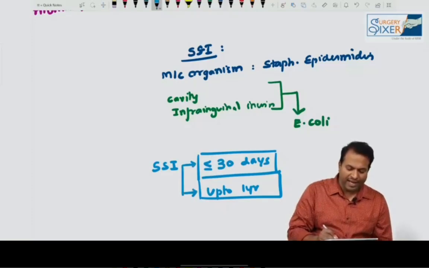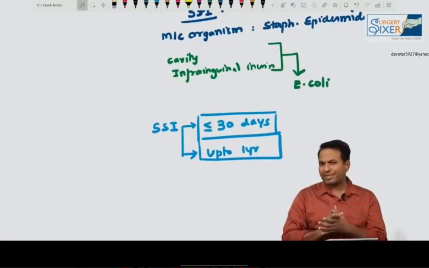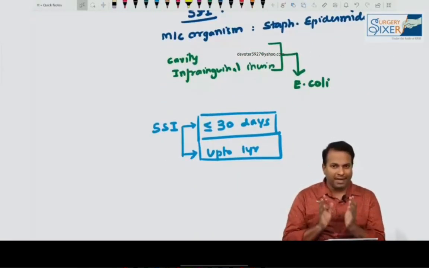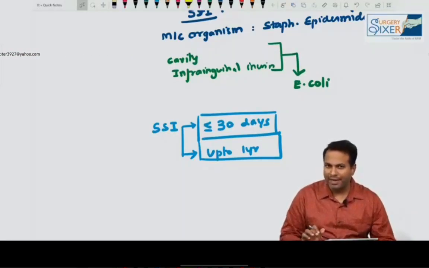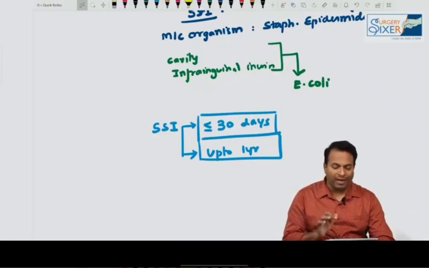Surgical site infection is defined as infection up to 30 days, and if you keep a prosthesis or a mesh, it will be defined up to 1 year. Infection happening in an operative site up to 1 year. For example, you have done a knee replacement. If that prosthesis gets infected up to 1 year, it is also known as surgical site infection.